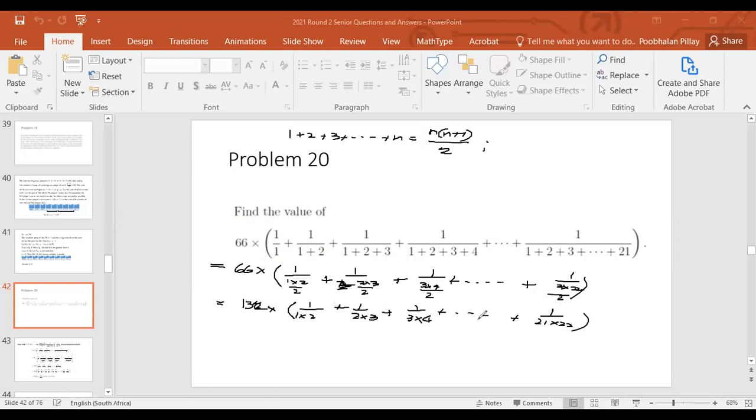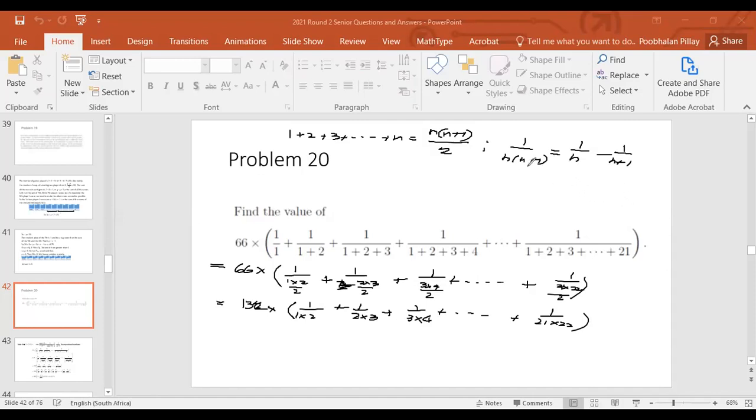Now you see you've got things at the bottom like 1 over n into n plus 1, where n runs from 1, 2, 3, all the way up to 21. There's a very important identity involving this, and it has appeared in previous Olympiad problems: you can write this as a difference of 1 over n and 1 over n plus 1, the difference of two consecutive reciprocals. If you simplify this, you will get precisely that.